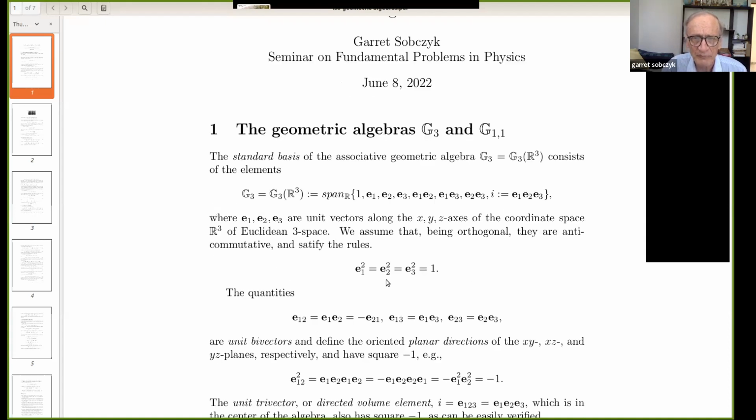Just a quick question. Is G11 equivalent to complex numbers? Not really. It's equivalent to real 2x2 matrices, whereas G3 is equivalent to complex 2x2 matrices generated by the Pauli matrices. But this notation 1, 1 is referring to the signature of the metric. That's right, the signature of the quadratic form. This quadratic form would be the one associated with complex numbers, wouldn't it?